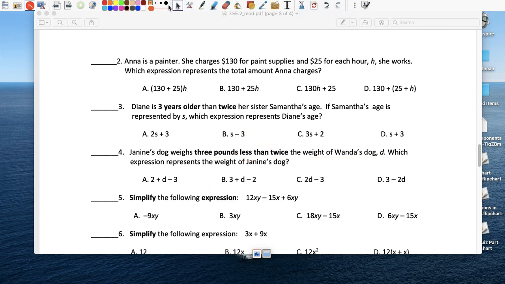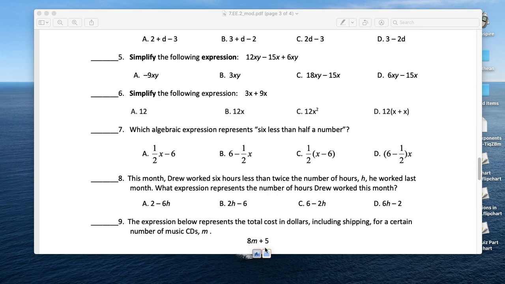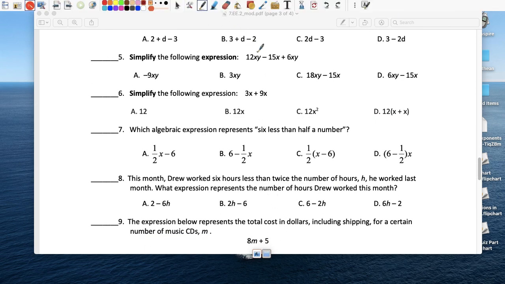Simplify the following expressions. Hopefully you don't forget how to do that. It's been a while. Like terms. Do we have like terms? Yeah. This is an x and y, and this is an x and y. Both have the same variables to the same power. So they're both positive, so I get 18xy. And the 15x I can't combine because it only has an x. So that's my final answer.